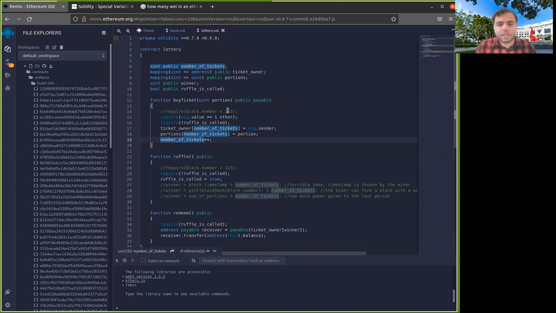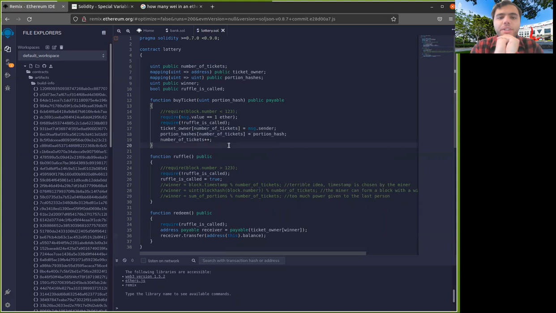So one thing we can do is that we can say, okay, instead of giving me your portion, you can just give me the hash of your portion. So we're going to do a commitment scheme. And here I will just have portion hashes. Okay. And what I do here is that I would just say add this hash to the list. Okay. So now whenever you buy a ticket, you don't just say what your portion is, you just say, here's the hash of my portion.